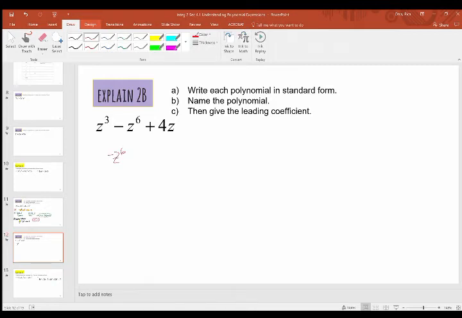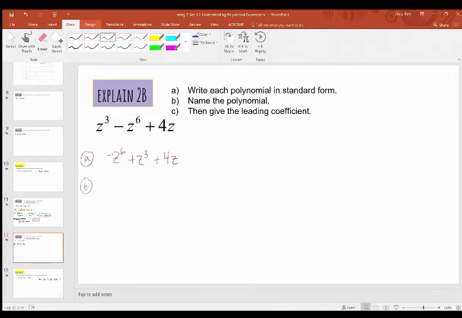Okay, followed by z to the third, followed by the 4z. So part A is done. Moving on to part B, name the polynomial.